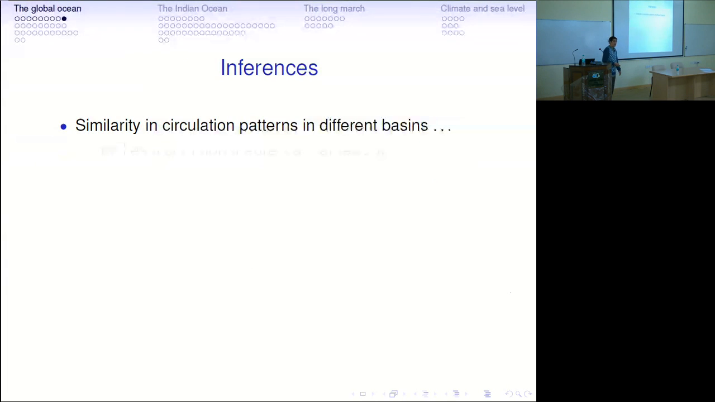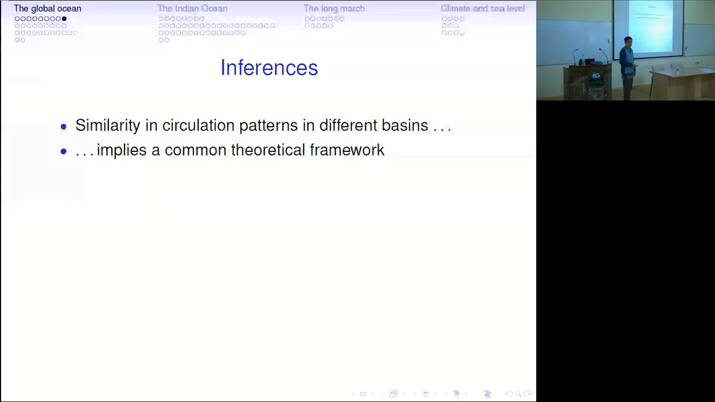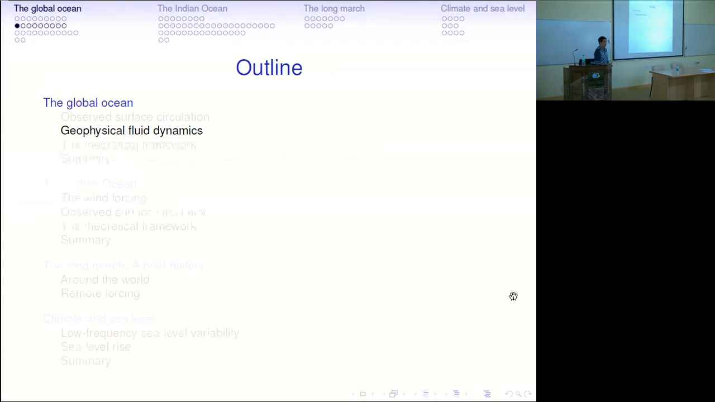So there is a similarity in circulation patterns, and if there is a similarity, it means that we must have a single theory that can explain them all. So that's the next step, and that's called geophysical fluid dynamics.